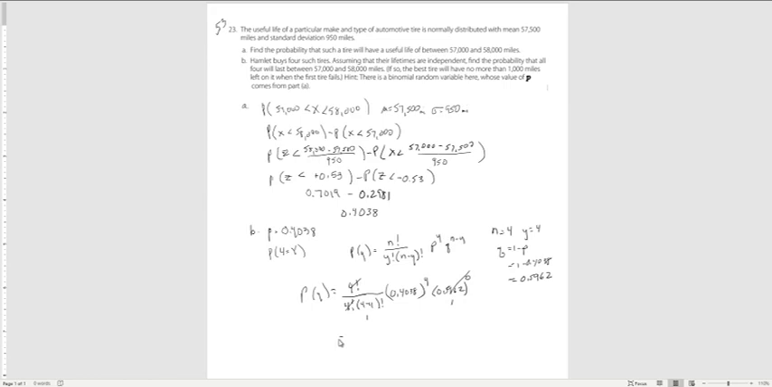This is going to equal 0.4038 to the 4th. Multiply all that out, 0.0266 approximately. I'm going to round that off some. Okay, so that's the probability that all 4 tires last between those two values, within that 1,000 miles of each other.